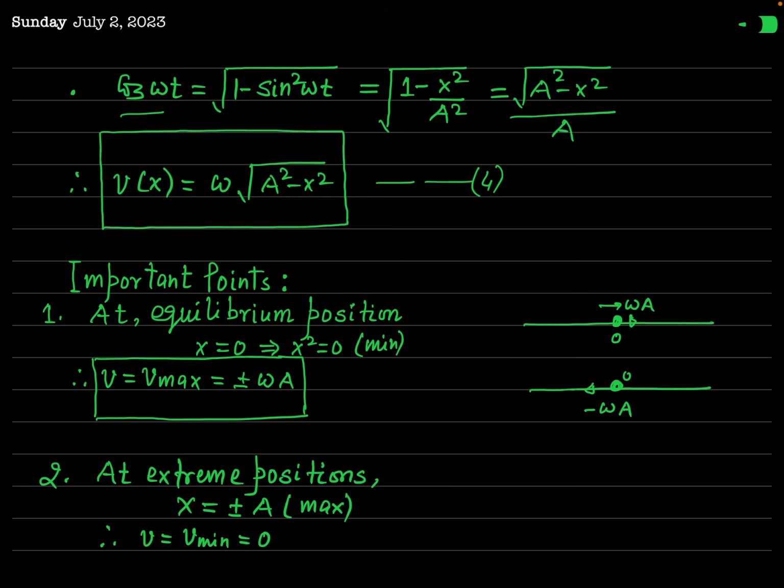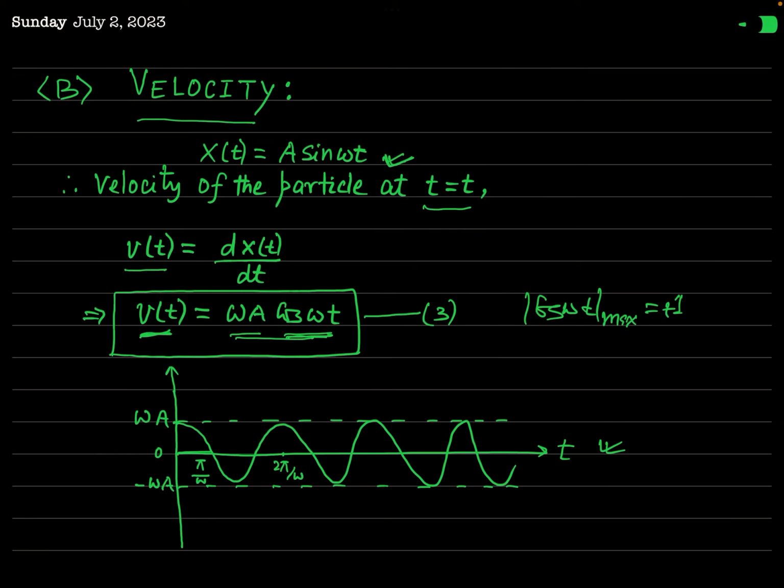You know, cos omega t is what? This is the square root of 1 minus sin square omega t. But you can see sin omega t is x over a. So this will be the square root of 1 minus x square over a square. After taking the LCM, your result will be cos omega t is equal to the square root of a square minus x square, over a. Now, we will substitute this value of cos omega t in this equation 3. Then you will get the expression for velocity of the particle executing SHM as a function of x.